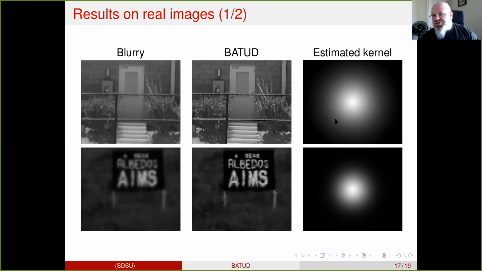And here, I just illustrate the corresponding kernel. That shows that, as expected, on that day the turbulence was not very strong. So the kernel here is pretty large, right? Compared to this one, when the turbulence was way stronger, so the kernel is narrower.